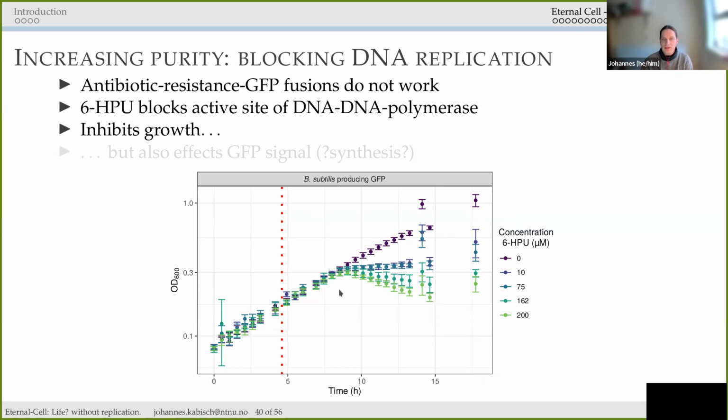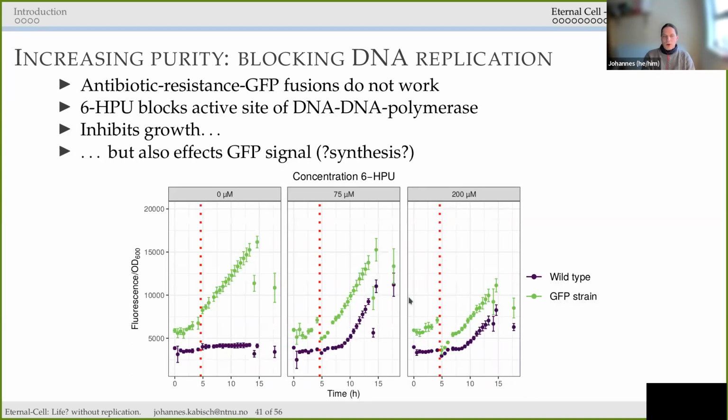We then tested it. This is growth of a Bacillus subtilis producing GFP. And this is increasing concentrations of the compound we synthesized. And we can see that it works. It inhibits growth. The problem is it also affects the GFP signal.